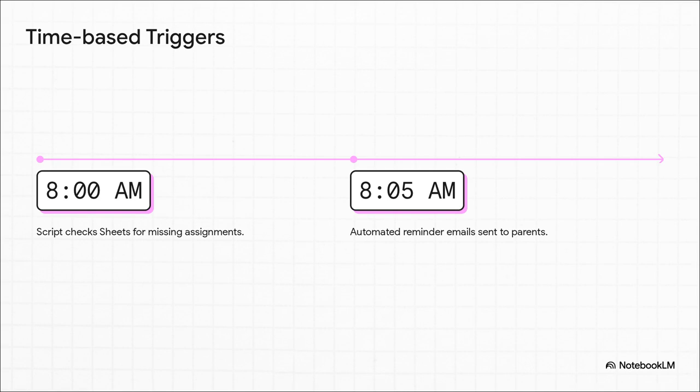It's 8 a.m., you're just arriving at school, maybe grabbing your coffee, turning on your smartboard. While you're doing that, your script automatically wakes up and checks your Google Sheet for any missing assignments. At 8:05 a.m., without you ever opening your email app, the script automatically sends customized reminder emails to the parents of those specific students. The communication is entirely handled, the parents are informed, and the first bell hasn't even rung yet.